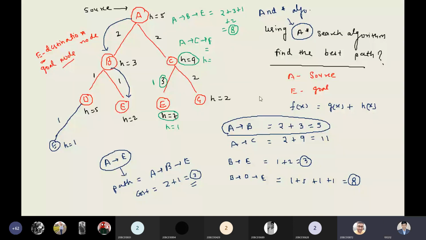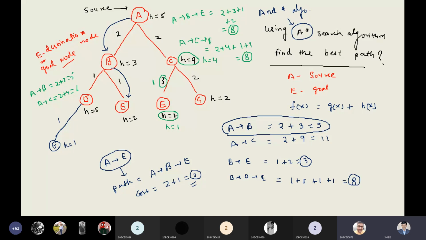Take 4. So A to C, I am not moving because it has the high cost 6. A to B is represented by 2 plus 3, that is 5. But A to C is 2 plus 4, that is 6. So this is the reason I am choosing A to B. But if I look at the other path, this one, 2 plus 4 plus 1 plus 1, so 6 plus 2, 8 is again coming.